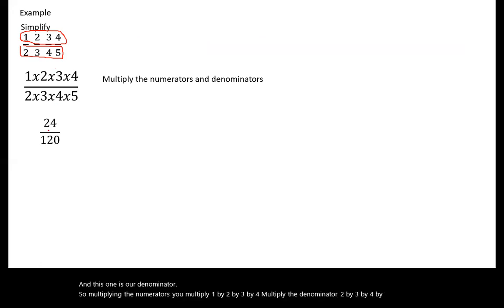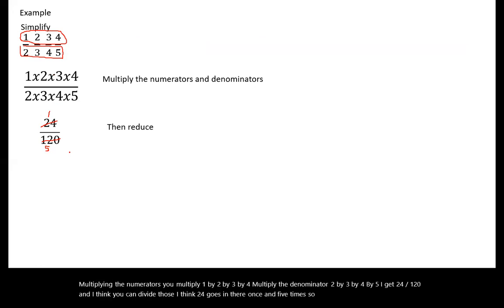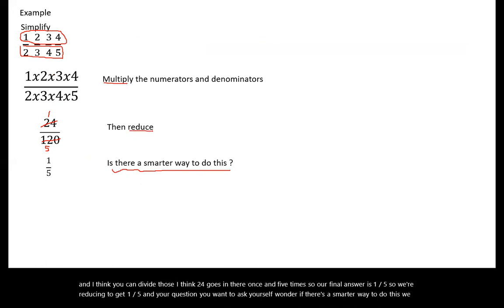We get 24 over 120, and I think you can divide those. I think 24 goes in there once and 5 times. So our final answer is 1 over 5. So we're reducing to get 1 over 5. And your question you want to ask yourself, I wonder if there's a smarter way to do this. We multiply and we have to reduce.